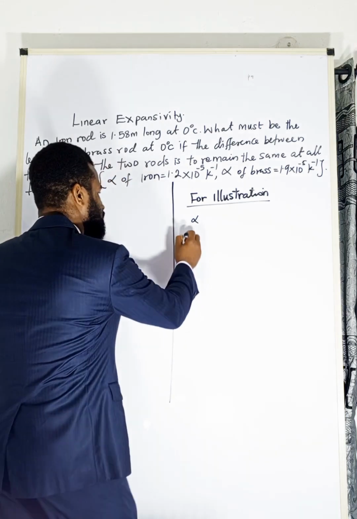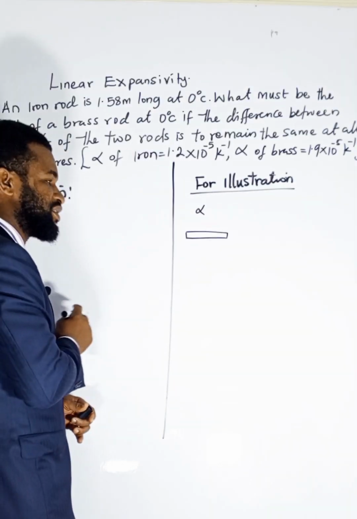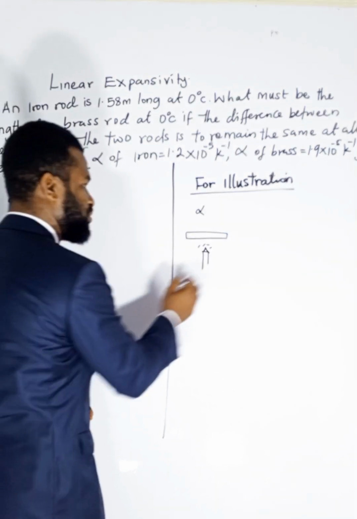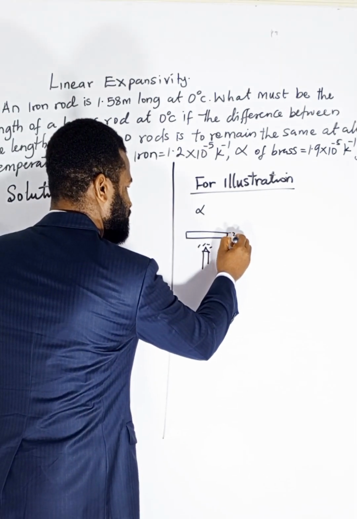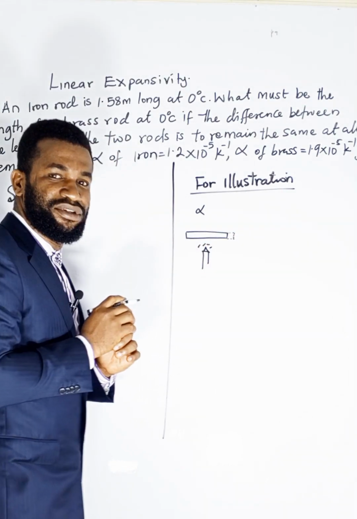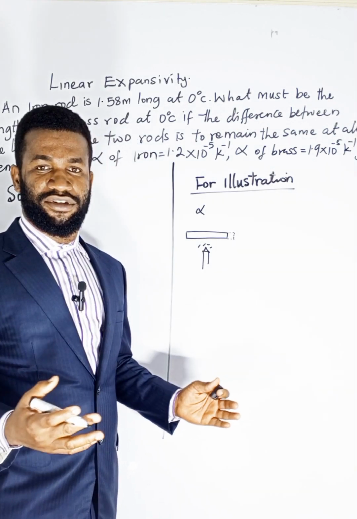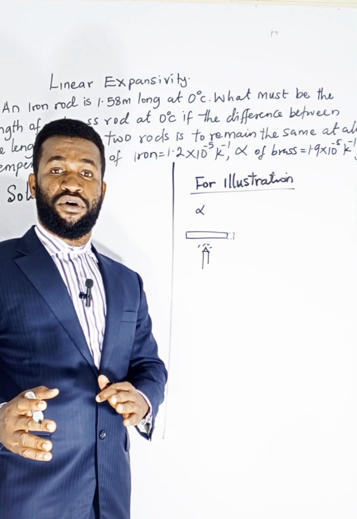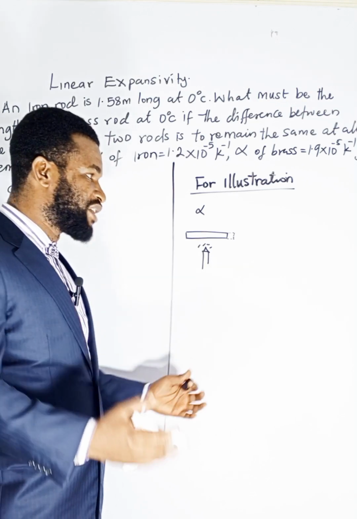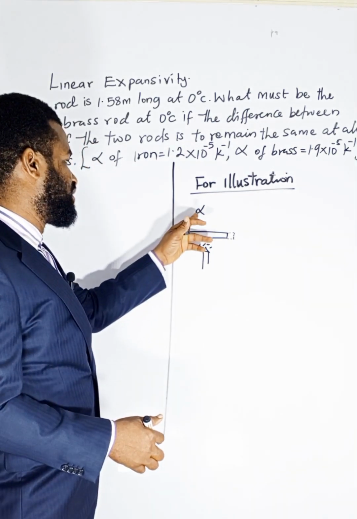For example, if a body, let's say a metal rod of this length, is heated, what happens? It increases a little. Each metal increases based on its nature, because some metals increase more than others. That nature of the metal is called the coefficient of expansion, which is given as this.